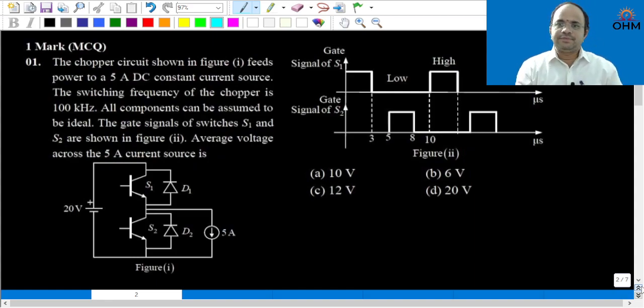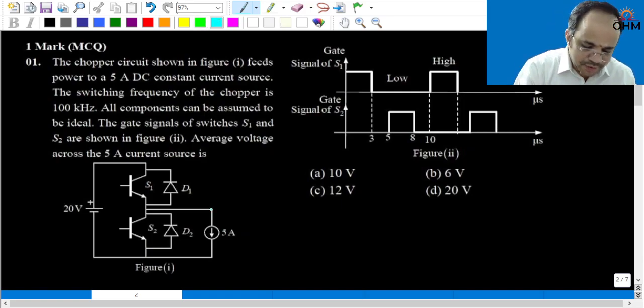The first question from this paper is: the chopper circuit shown in the figure feeds power to a 5 ampere DC current source. So indirectly you can also consider this a constant current load or current stiff load. The switching frequency of the chopper is 100 kilohertz. That means one cycle time is 10 microseconds. That is also given in the waveform. All components can be assumed to be ideal. The gate signals of the switches S1 and S2 are also shown in the figure. Now the question is, what is the average voltage across that 5 ampere current source?